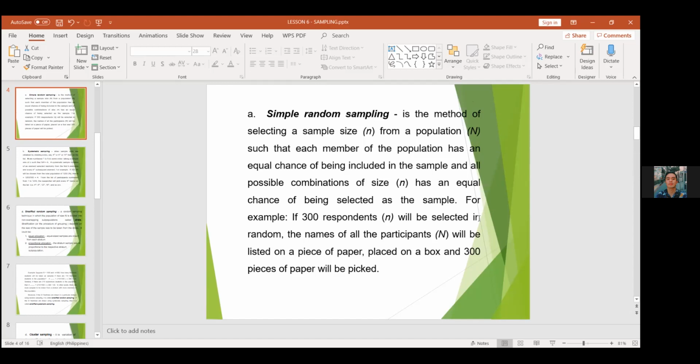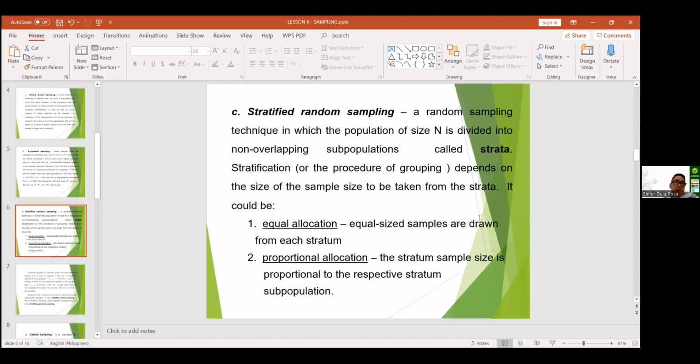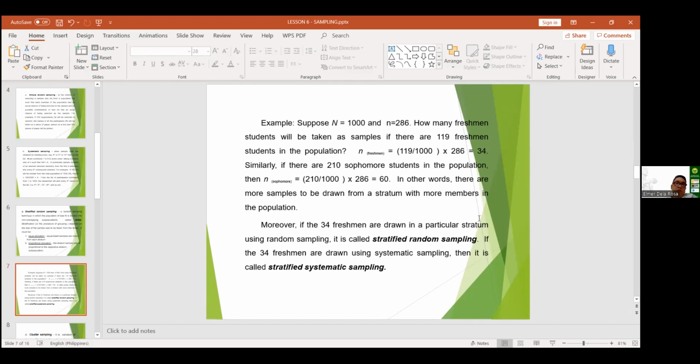Okay. So let's have this one. Suppose you have 1,000 N and 286 ang n mo. How do you do that using simple random? Population is 1,000. Sample size is 286. How do you do the sampling if the method is simple random?